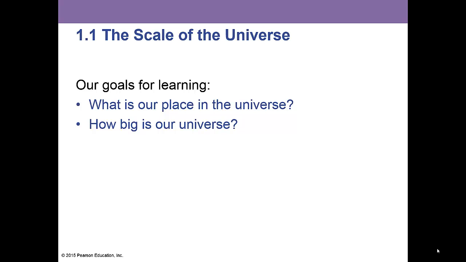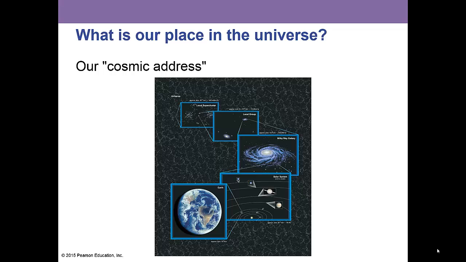Where is our place in the universe and how big is our universe will be some of the goals for this section. So we want to ask ourselves, where are we in the universe? What's our cosmic address? We live on the planet Earth, and Earth is part of 8 planets that make up the solar system, maybe soon 9 if we vote Pluto back into the group. And then the solar system is part of the Milky Way Galaxy, which has 200 billion stars, and our star is just an average star on one of the arms.